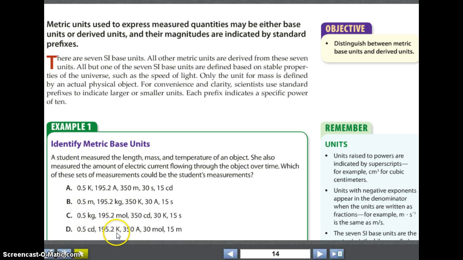Let's go down to D. Oh, and D can't be the answer. We already said C can't be the answer, so let's double check the rest. Temperature, Kelvin, electric current, amperes, and time, seconds. All right, so our answer is B.